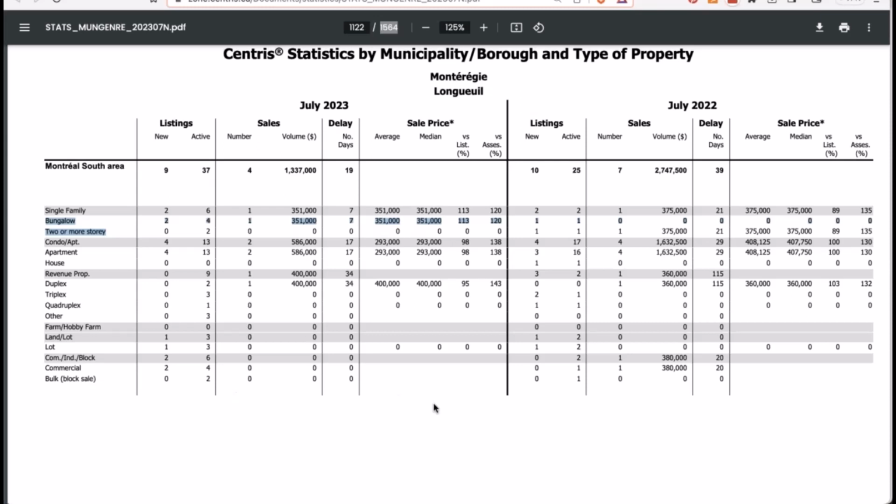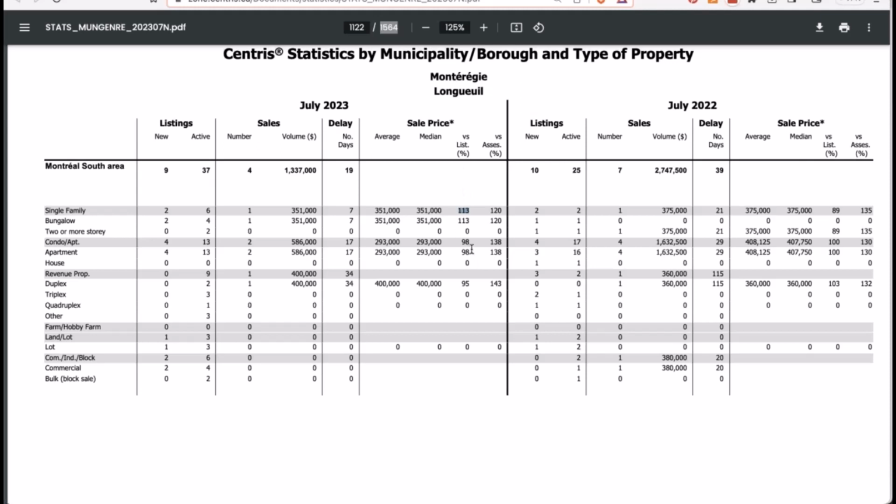Okay, so here we have no transactions, but if you're looking at the single family homes, you'll see the number of new listings, actives. So you have here the whole column for listings, the sales, so the number of sales and the volume, and the sale price, so the average, the median, and versus the listing price. So this will be here at 100, so sale price is at 113% of the listing price. So that's for single family home.